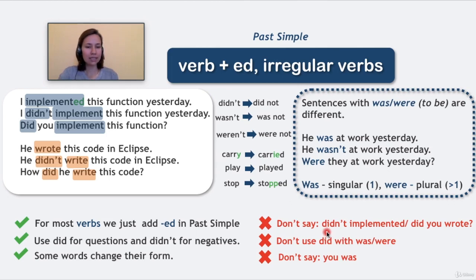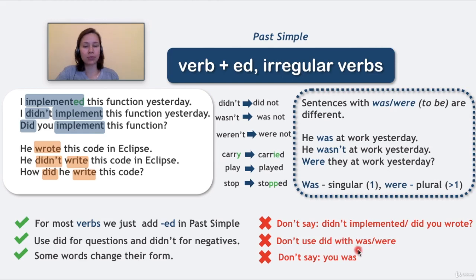So don't say didn't and then also add ed to the end of the verb, right? Because didn't already shows that this is the past, so you don't need to add ed here. You have to say didn't implement without ed, and also did you, and don't use the past form of irregular verbs. Use the present form when you have did, because did is something that shows the past, so you don't need to show that past tense later on in the sentence. Did you write should be the correct variant.